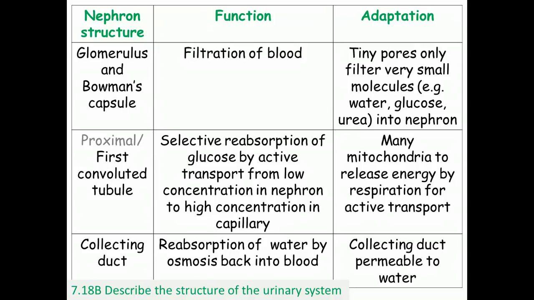There are other adaptations as well that they have. Obviously they've got carrier proteins or transport proteins. They've also got a large surface area to increase the amount of selective reabsorption that happens. And then you've got the collecting duct, where reabsorption of water by osmosis back into the blood occurs, and that's because the collecting duct is permeable to water, so it's got pores that allow the water to move by osmosis.